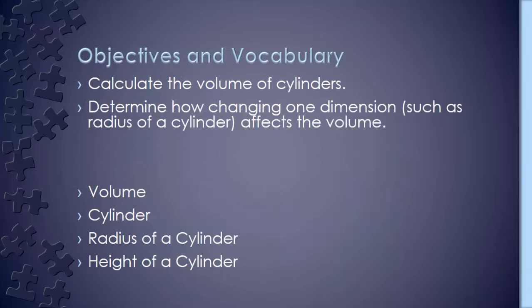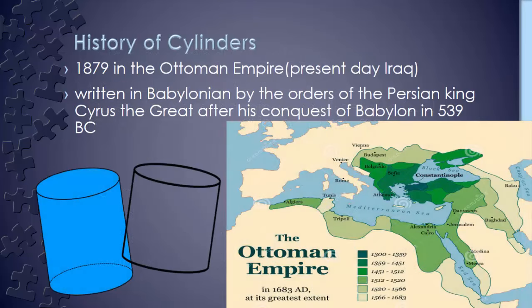So today's objectives and some vocabulary for today is that we want to calculate the volume of cylinders. We want to determine how changing one dimension, such as the radius of a cylinder, affects the volume. Some of the vocabulary we want to keep an eye on is volume, cylinder, radius of a cylinder, and height of a cylinder. So, before we dive right into it, let's go over the history of cylinders.